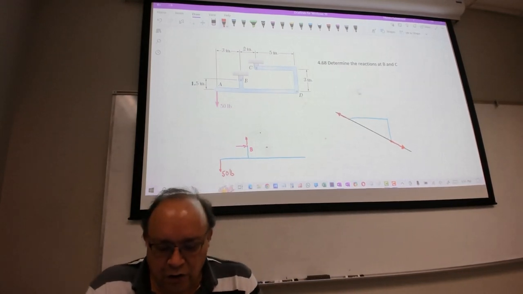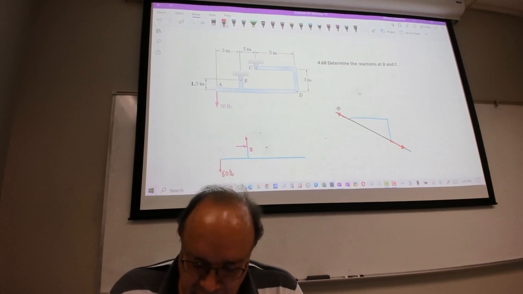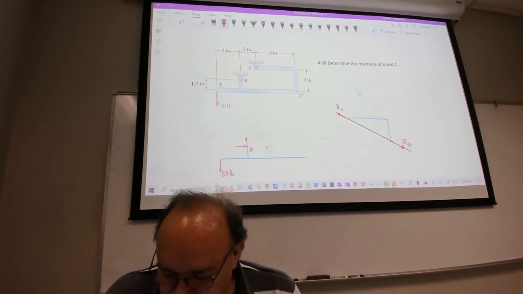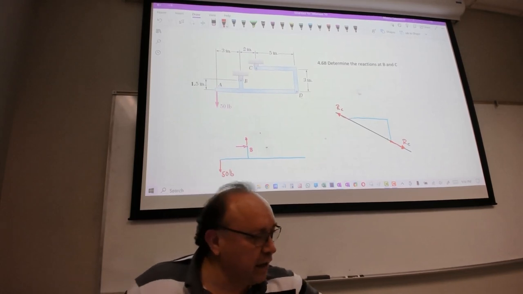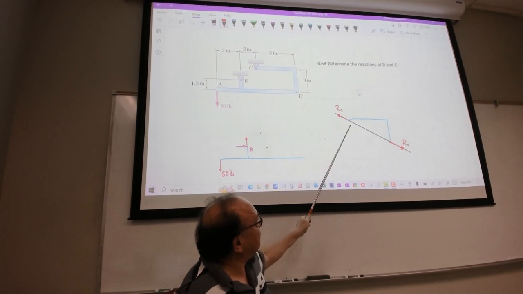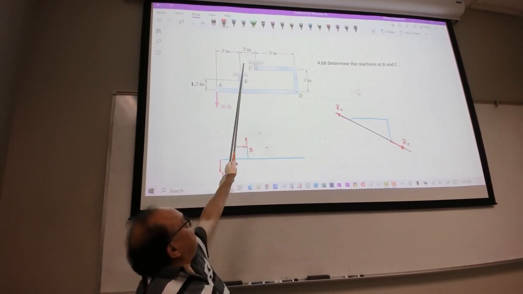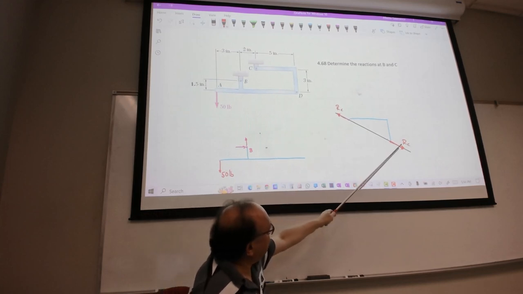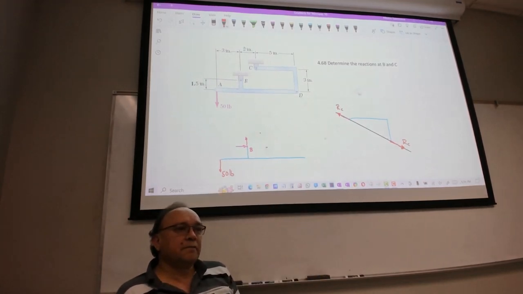If I call this force reaction at C, this is going to be the exact same force in the opposite direction. So the magnitude is also reaction at C. This value has to be equal to this value. The force that I have here is the same force that is in here, but with the opposite direction. Yes? So how did you know that was where the other R of C was?